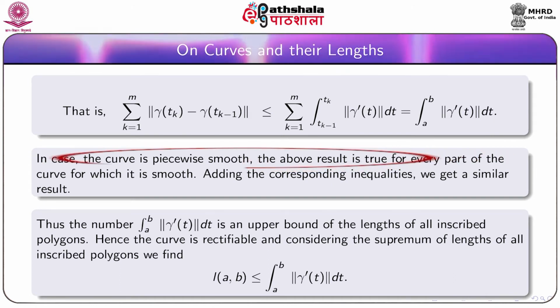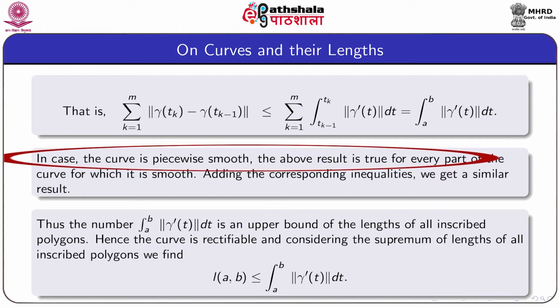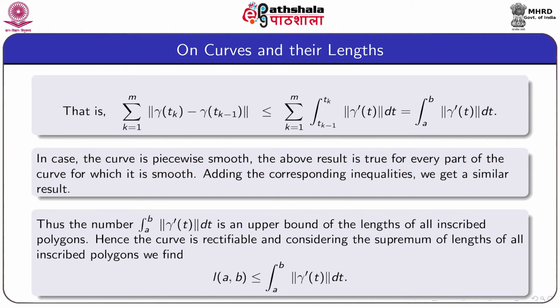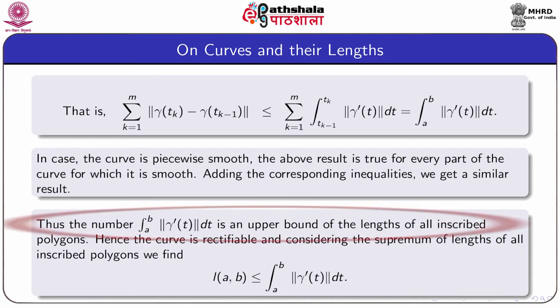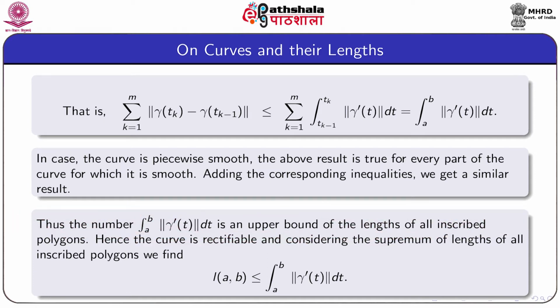In case the curve is piecewise smooth, the above result is true for every part of the curve for which it is smooth. We add the corresponding inequalities and get a similar result. Thus, we find that the number integral a to b norm of gamma dash t dt is an upper bound of the lengths of all inscribed polygons. As a result, the curve is rectifiable and we have L_AB less or equal to integral a to b norm of gamma dash t dt.